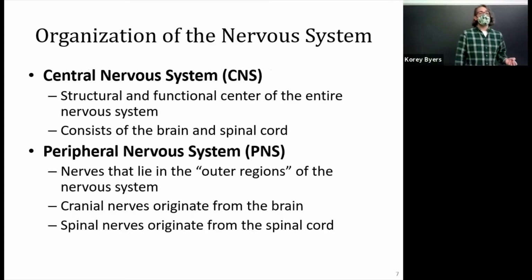If we're calling it central nervous system, we're referencing the brain and the spinal cord. They're the main players. If we're calling it peripheral, we mean all the nerves that lie in the outer regions or on the outside, the periphery, the edges.